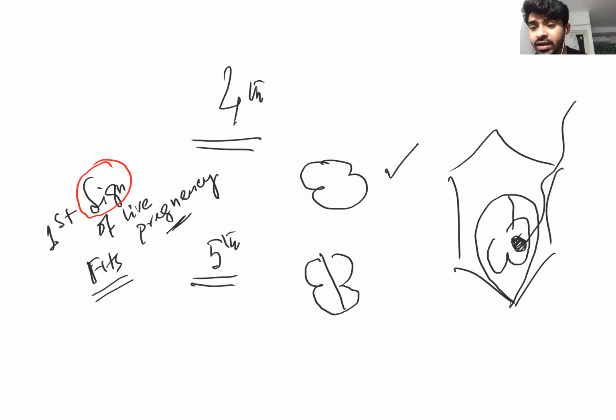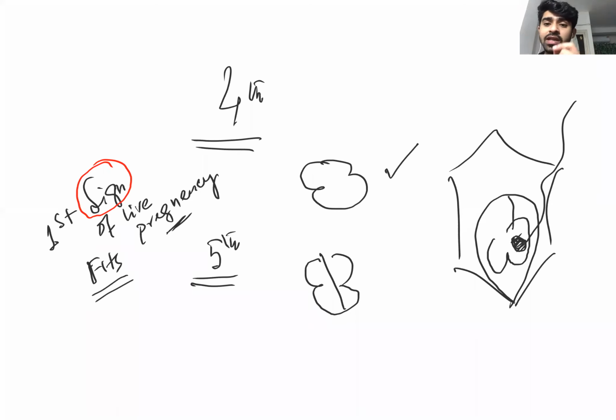Patient is telling, I have pain. You cannot see the pain. That is called a symptom. What is a sign? The sign is what you are actually appreciating by examining the patient. So on the patient, if you are putting a stethoscope, you can hear the sound. That's why it is a sign. It's not a symptom, and that is the first sign of a live pregnancy.